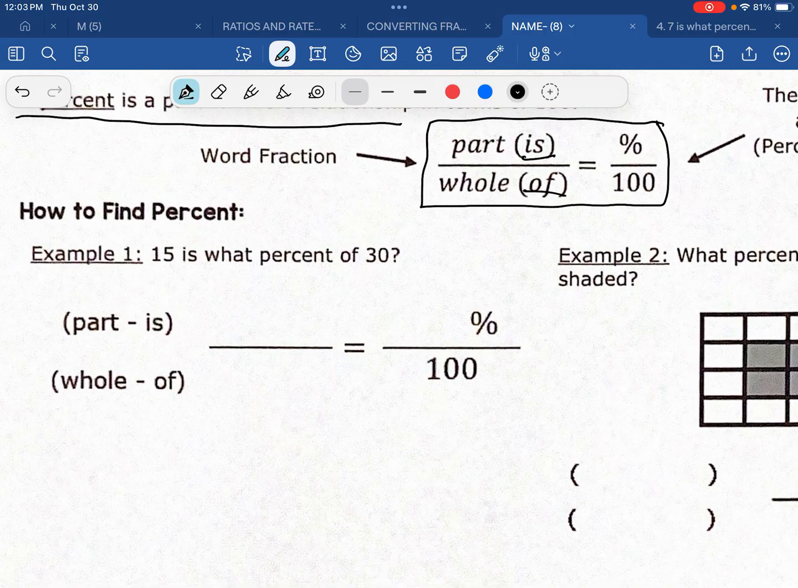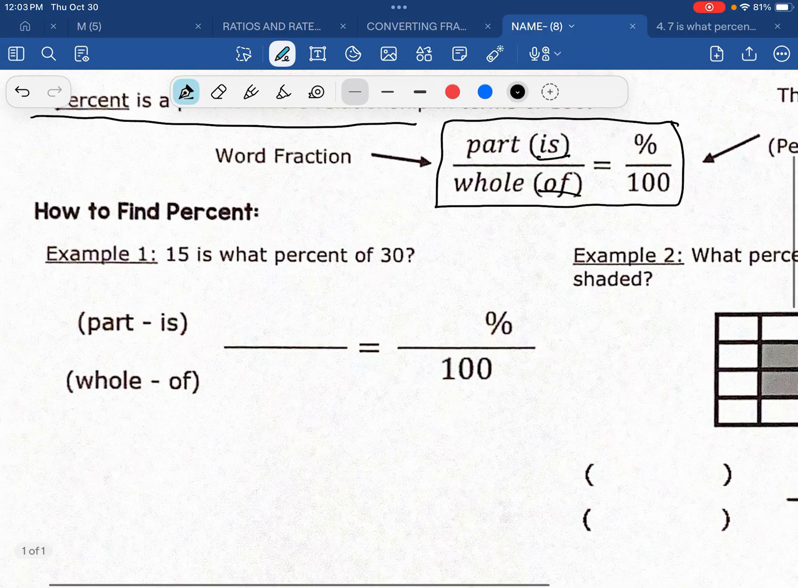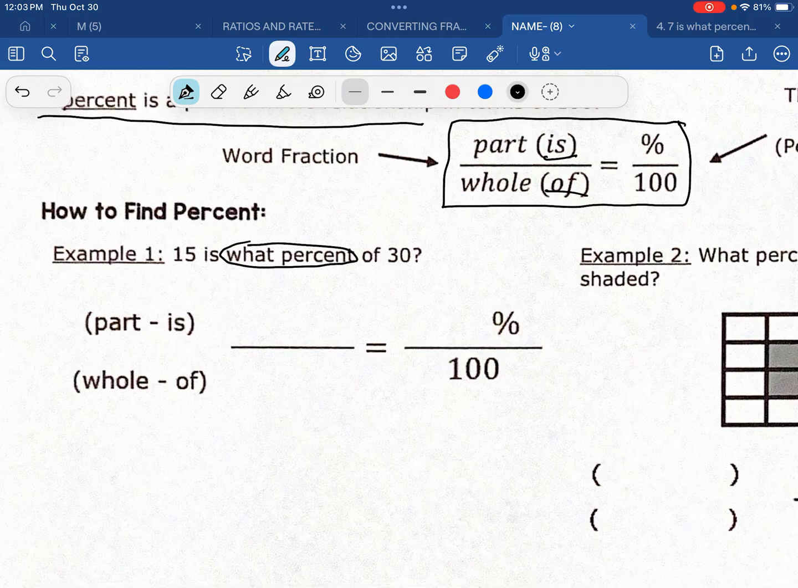15 is what percent of 30? So I know since it says what percent, my question mark is the percent. I know percents are out of 100. This one is an is over of question because it says 15 is. So that's going to go on top. What percent of 30? This is the of 30.